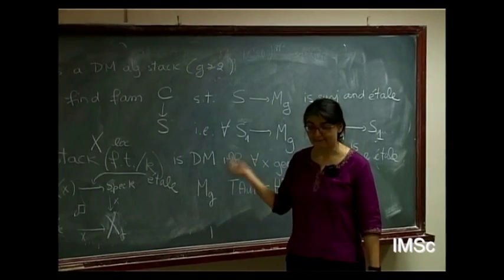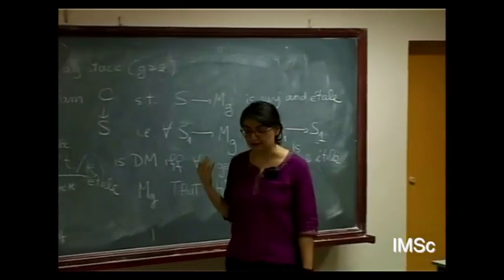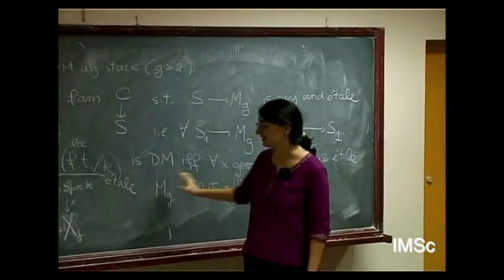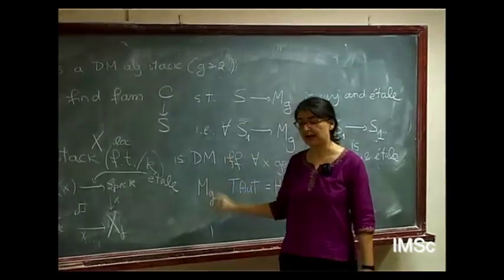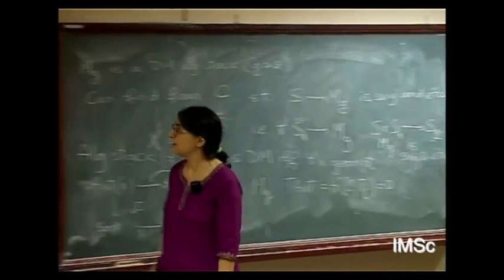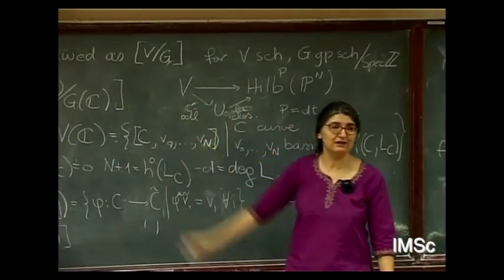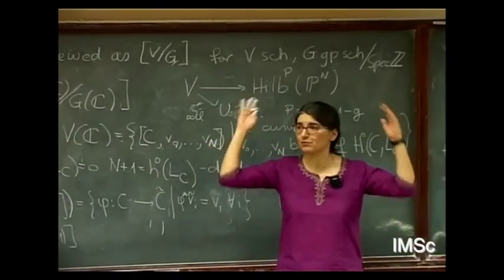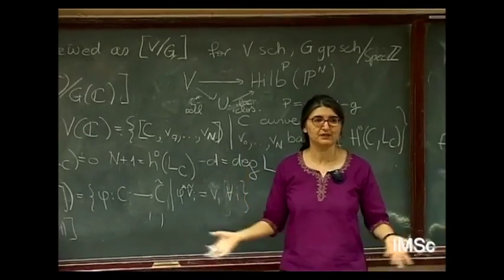So this is a well-behaved stack. It's a Deligne-Mumford stack of finite type. Why is it of finite type? Because I have found a finite type quasi-projective scheme which maps onto it surjectively. So this is not just locally of finite type, but of finite type.